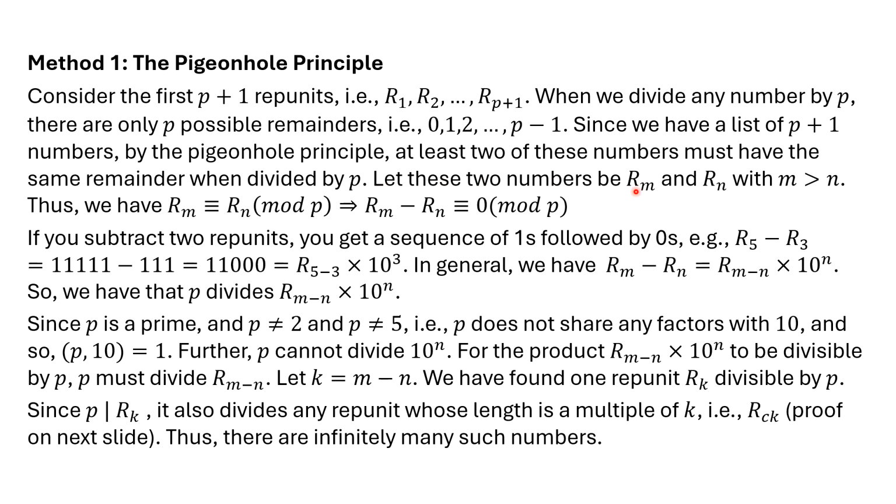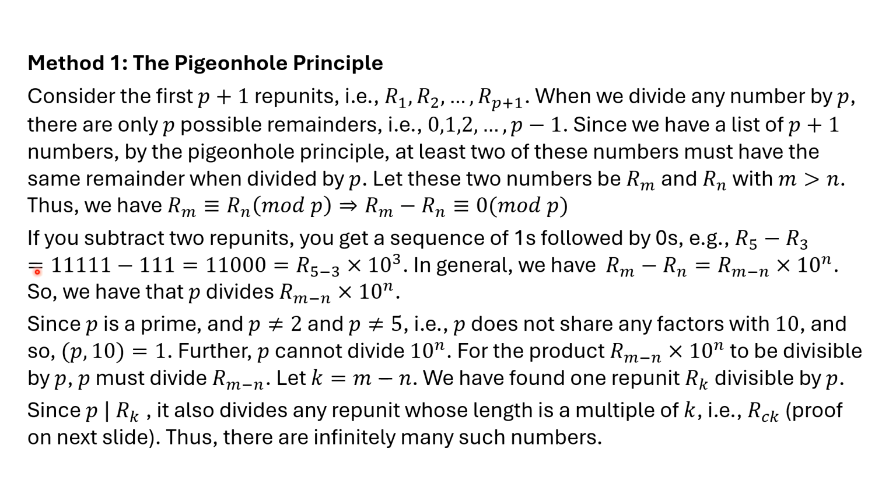Let these 2 numbers be R sub m and R sub n, where m is bigger than n, and of course m and n are in this list here from 1 to p plus 1. Thus we have that R sub m is congruent to R sub n mod p, or we could write it this way here, R sub m minus R sub n is congruent to 0 mod p.